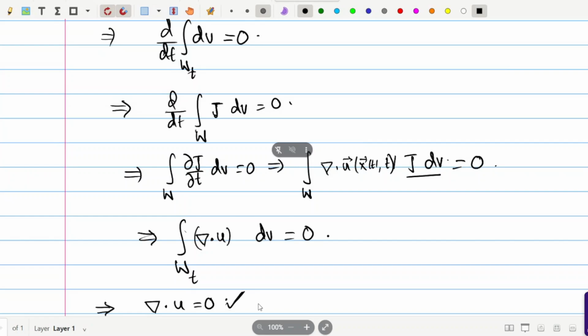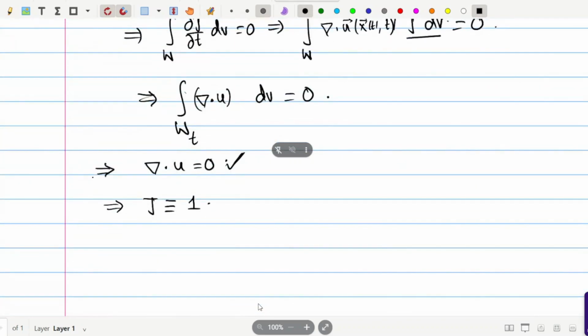Can someone do this one? J is actually equal to 1. They are all equivalent, okay? Whatever definitions I gave, now for incompressible, whatever definition, the first definition is that the volume of Wt is constant. Basically, that is what you have considered, and it implies this one. So this also implies this, and you can go both ways. These are all equivalent definitions that we gave.